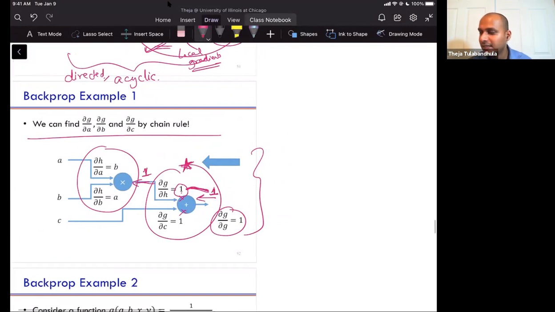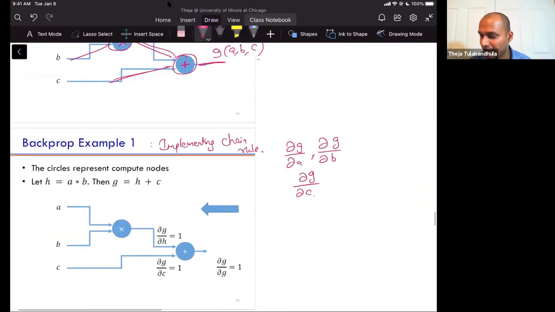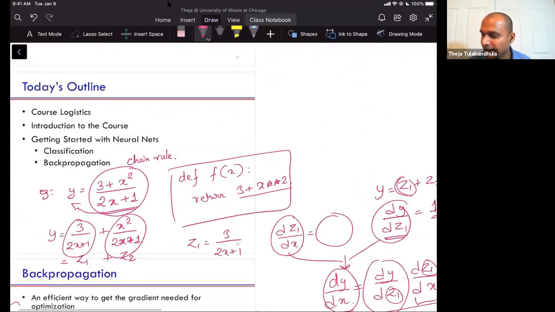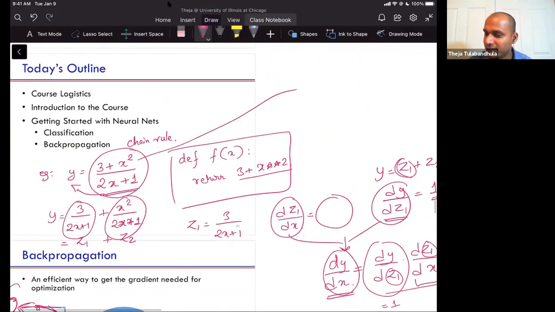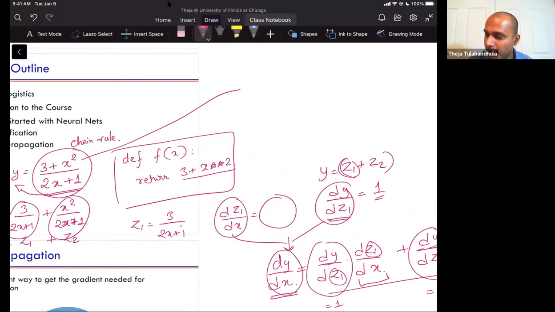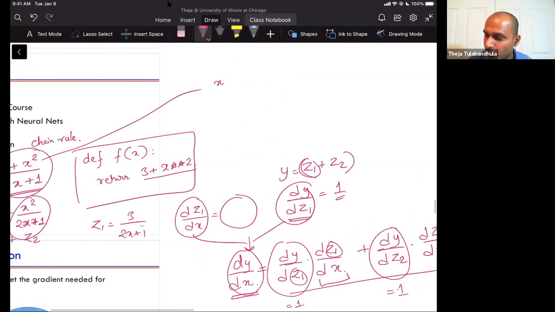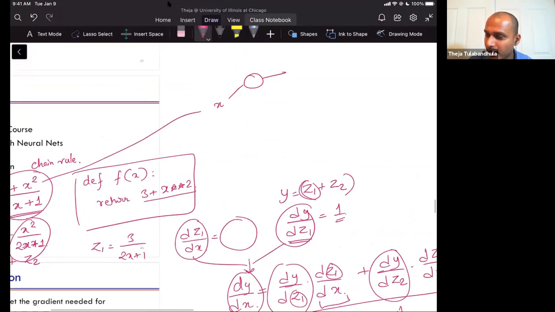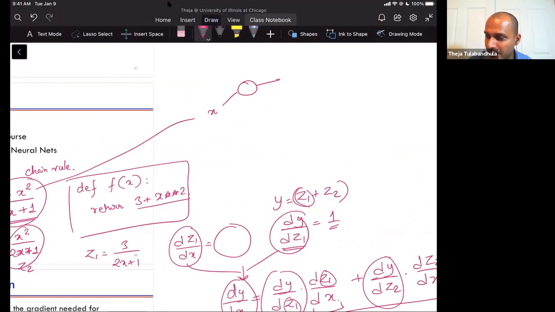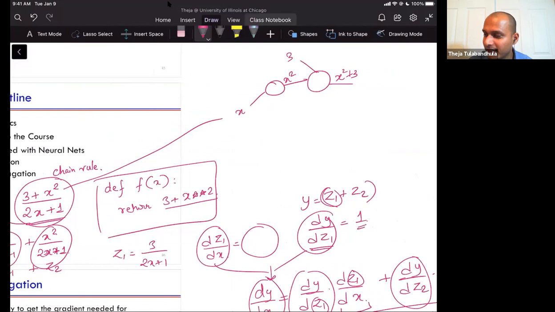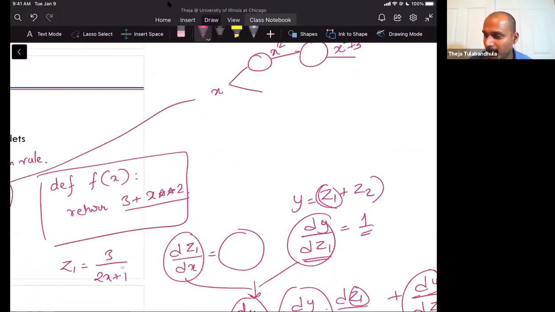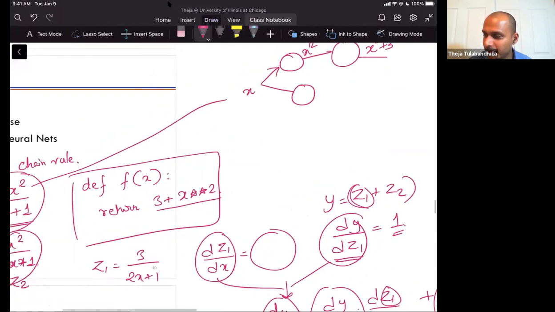Okay, so just as an exercise, let's go back to that function before I get to example two. There was this function that I wrote, right? This can actually be drawn as a graph. Its input is x. X goes to one node, which squares it, so this becomes x squared, and there's another node here which adds 3 to it, so this becomes x squared plus 3. And then on the second side, the same x goes to another node. This is all directed.